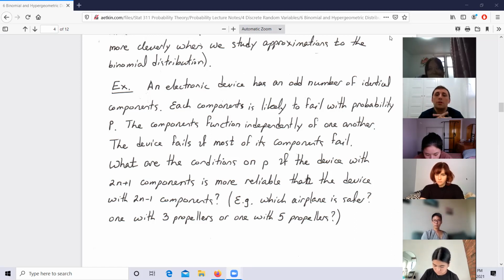We want to know, okay, we know something about the reliability of the engine. And the machine will function if, with more components, most of them are working, right? More than half. Do we want to put more or do you want to put less? And what's the condition on the P? I mean, when I want to put more, what's the condition on P?